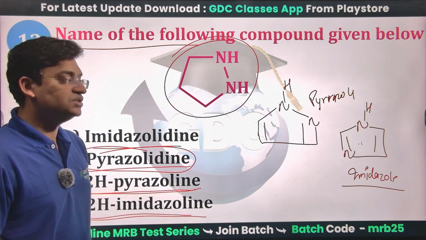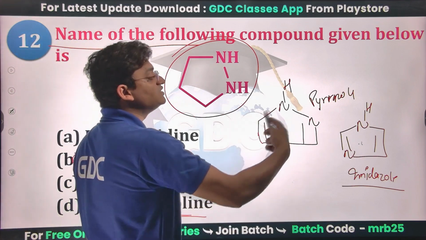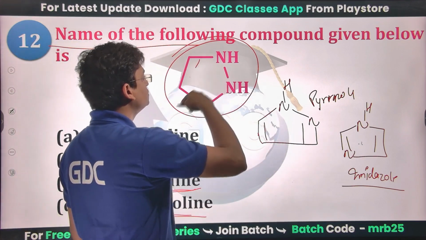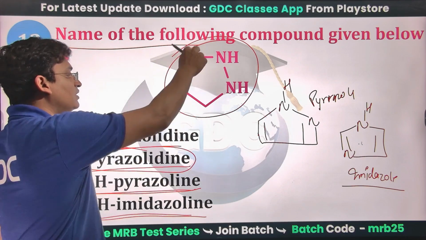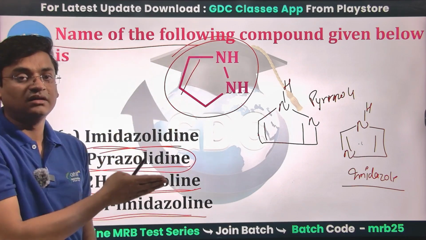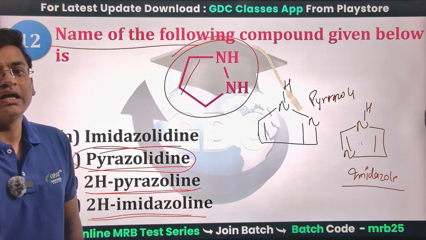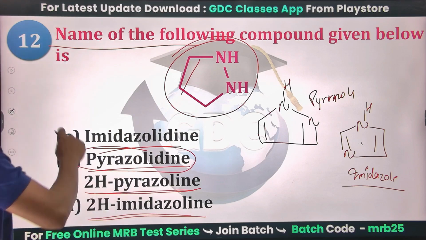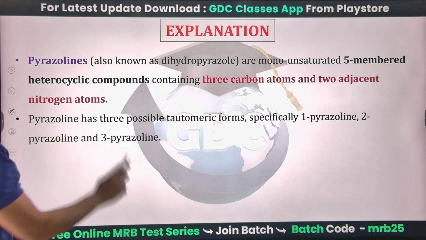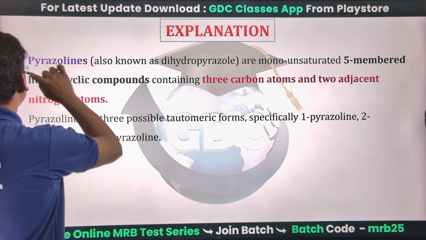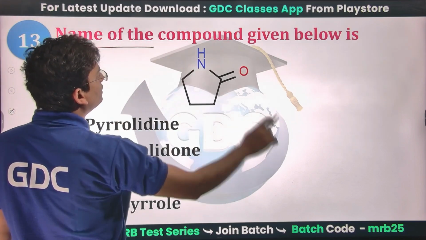If it was a partially unsaturated ring, for example with one pi bond present inside the ring, then it would have a pyrazoline-like structure, and that kind of nomenclature would be used. So here we have pyrazolidine.